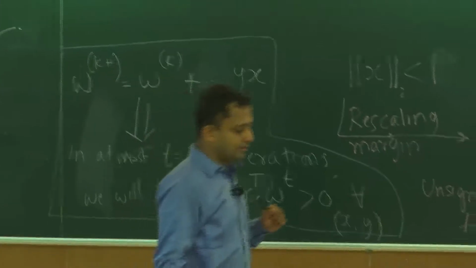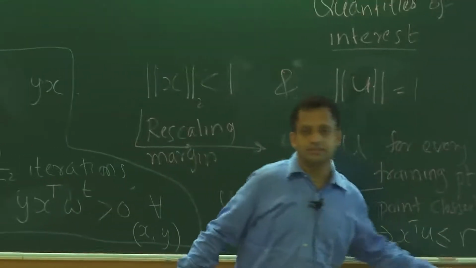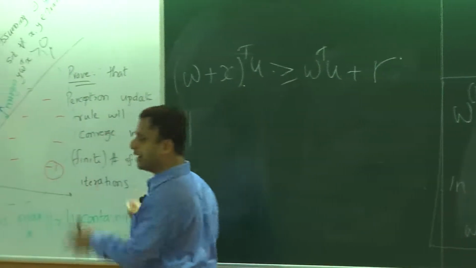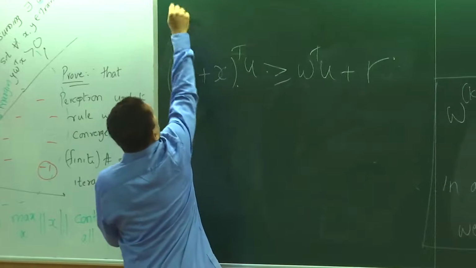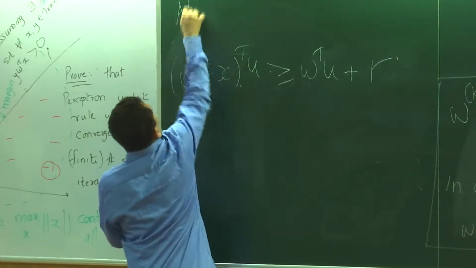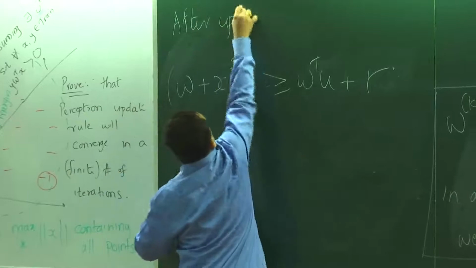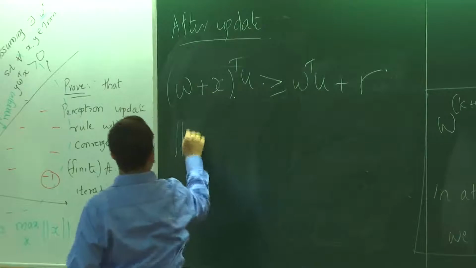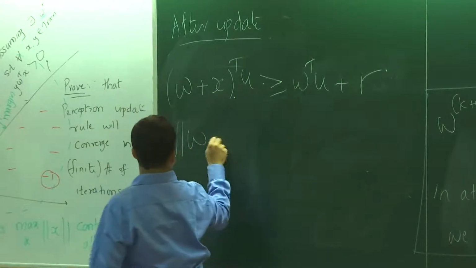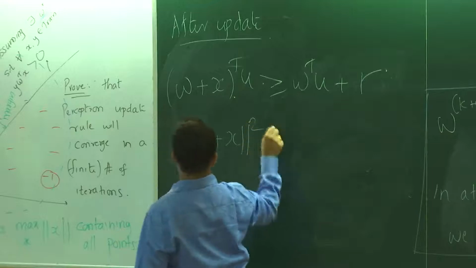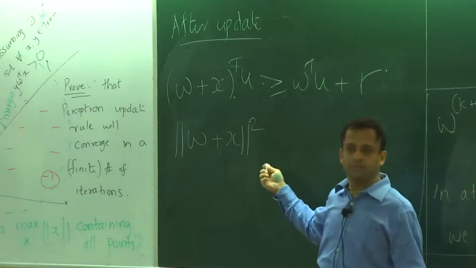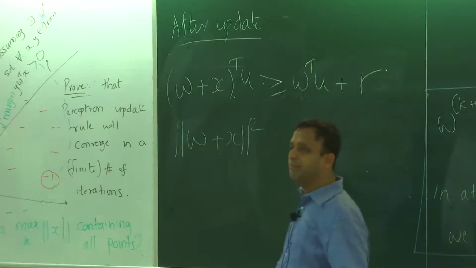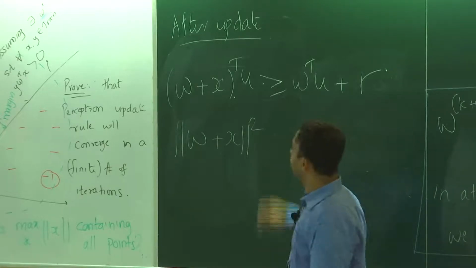Can you give me a similar finding for norm w square? That should be simple. So norm w square before and after update. This is after the update, and we want its relation with what happens before the update. So instead of norm w square, I look at norm of w plus x square. Similarly, help me complete this. What is norm of w plus x square?